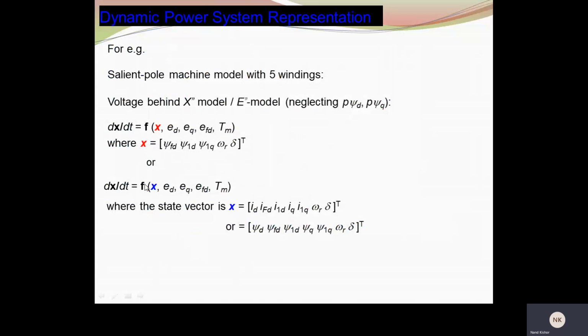Now with this we can write down the equations in another form, where the x state vector is represented in terms of the current variables rather than the flux variables. So we have it in terms of current. In either form, we can represent the dynamic states of the synchronous machine for the analysis.